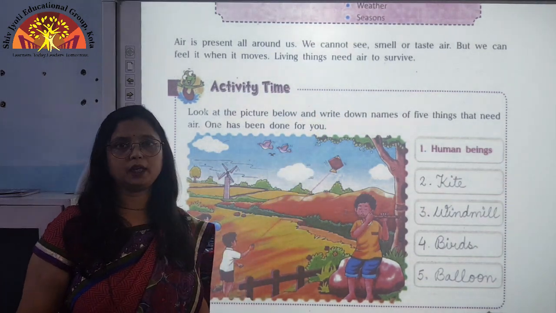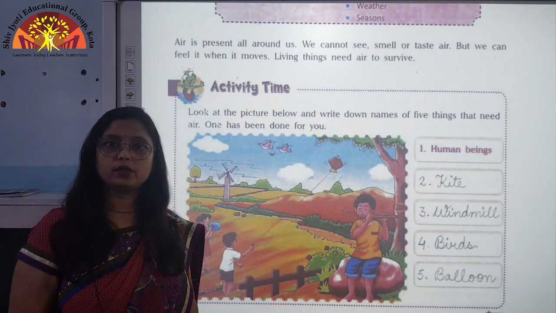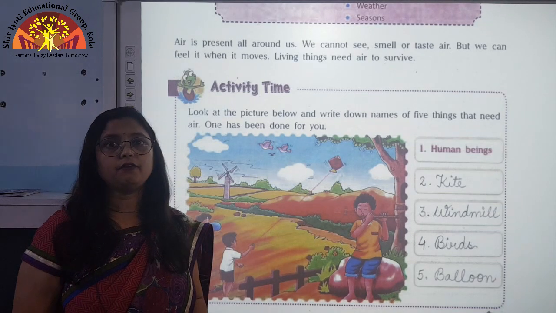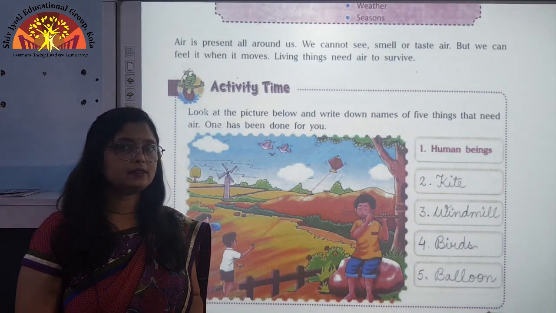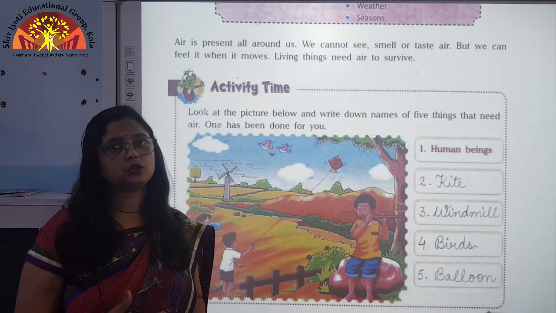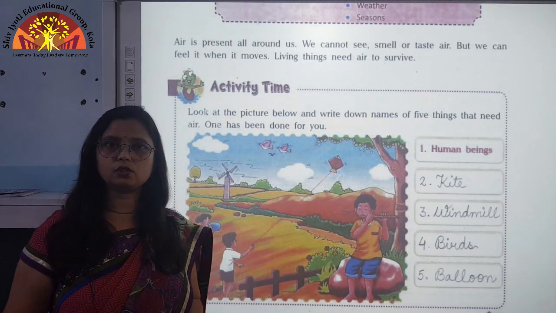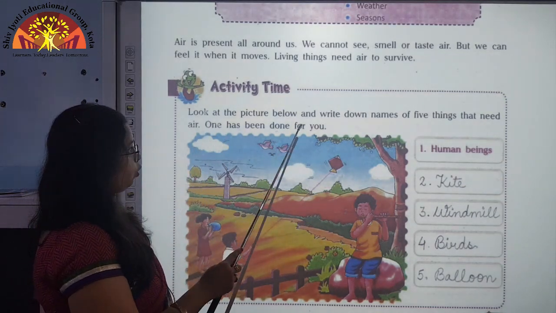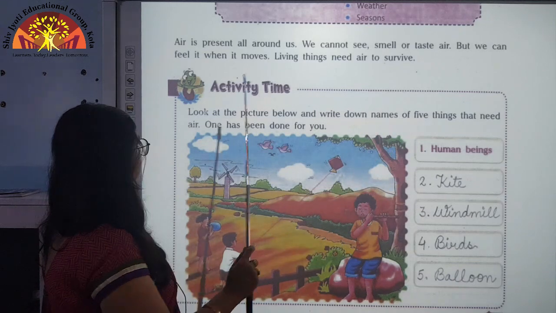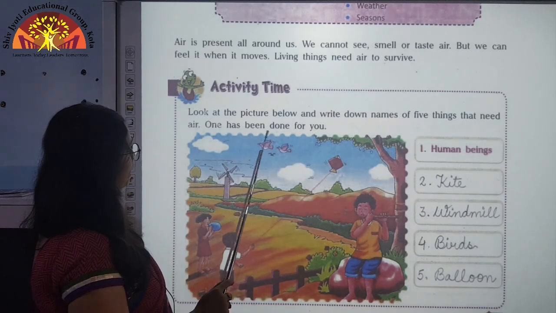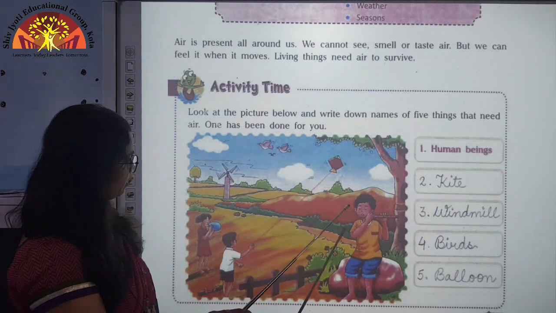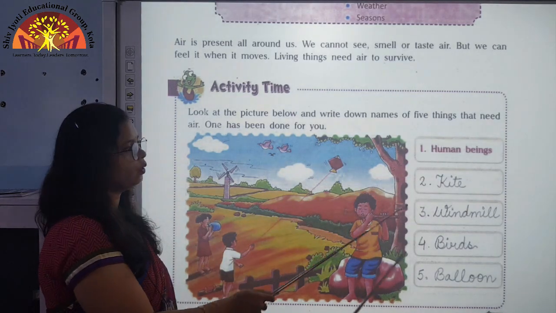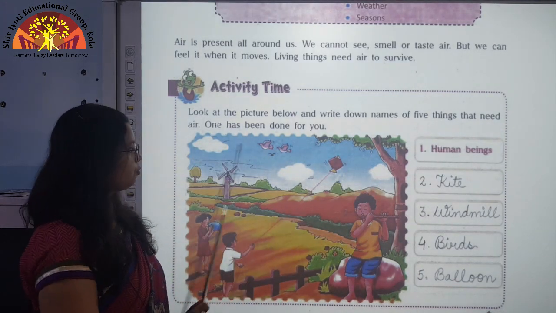So children, there are so many activities around us which require air, like flying of kites, birds fly in the air. If you fill a balloon, then what do you fill inside it? You fill air inside it. So there are so many things which need air. Let us do this activity which is given in your book. Look at the picture below and write down names of 5 things that need air. One has been done for you. Here you have seen human being, so here it is written human being. Similarly, you have to write the names of 5 things from this picture.